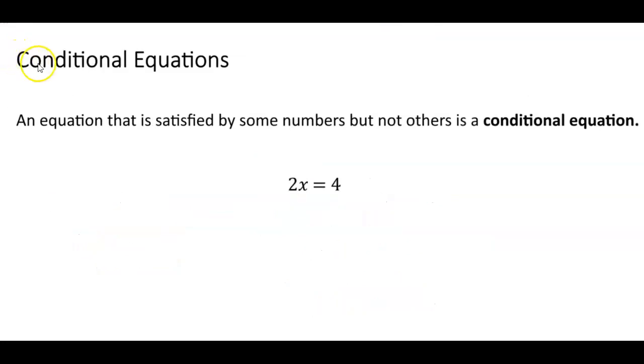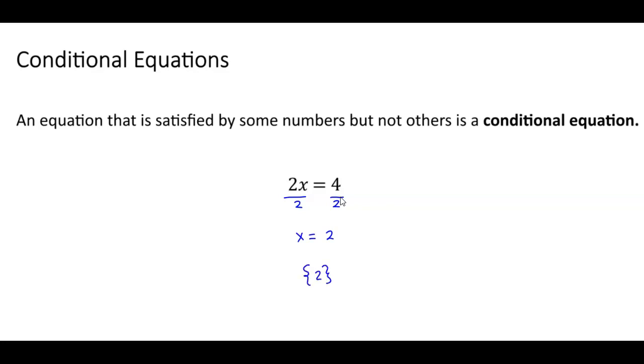Now, let's move on to the next one, which is conditional equations. An equation that is satisfied by some numbers, but not others, is a conditional equation. For example, we have 2x equals 4. Let's solve for x. If we solve for x, we would have to divide both sides by 2. And therefore, we would get x on the left side of the equation. 4 divided by 2 is going to give us 2. So the solution set is 2.